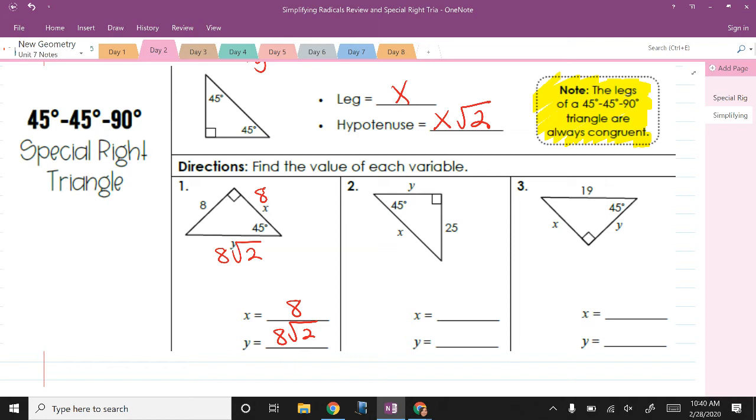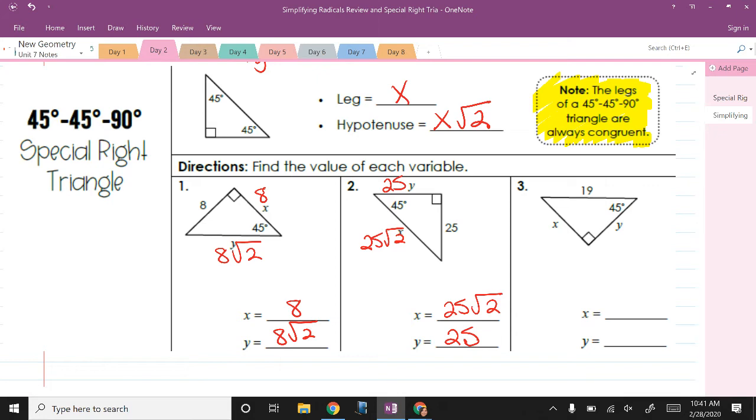All right, number 2. So again, this is a 45, 45, 90 triangle. We have an X and a Y. This 25 they gave me, is that a leg or a hypotenuse? It's a leg. So which other variable is also a leg? Y is a leg. So what's the value of Y going to be? 25 as well. And X then is the hypotenuse. So how do I get the hypotenuse if I know a leg? Multiply by radical 2. So that's going to be 25 radical 2. That's it.